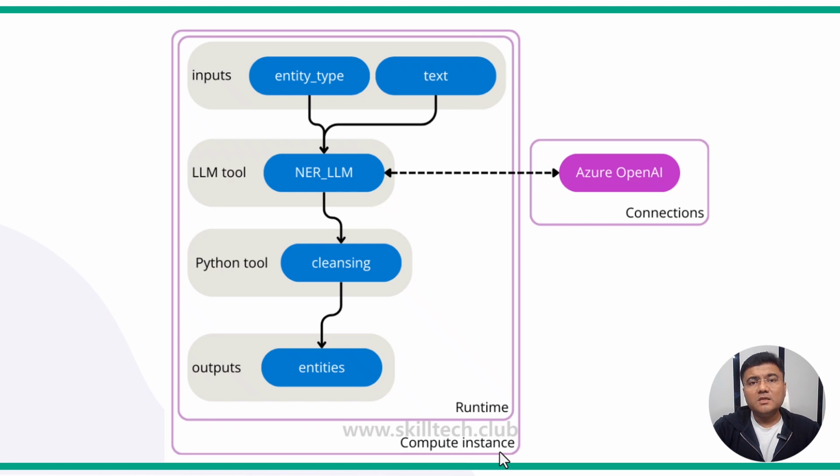We will use GPT-35 Turbo in this case. So we are going to use GPT-35 Turbo model, and obviously that is going to be provided with the help of Azure OpenAI connection. So basically this image is showing you the architecture of this particular sample which we are going to do.